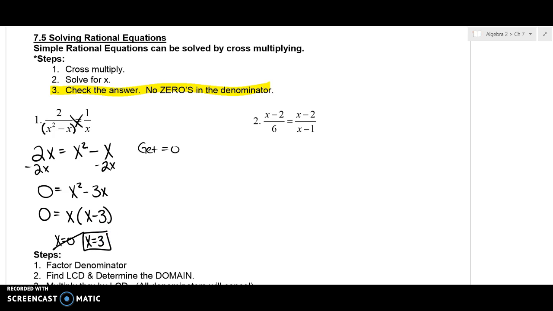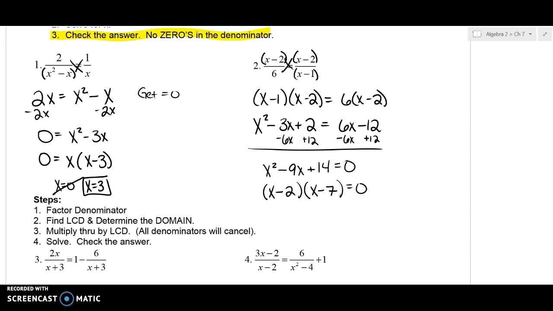I would like you to pause the video. Try number 2 on your own. The first thing that you need to remember is parentheses. You need to cross multiply. Distribute, get 0 on one side, factor, solve, check your solutions. When you FOIL and distribute, you should end up with x squared minus 3x plus 2 equals 6x minus 12. You need to get one side equal to 0, and then factor, and then solve.